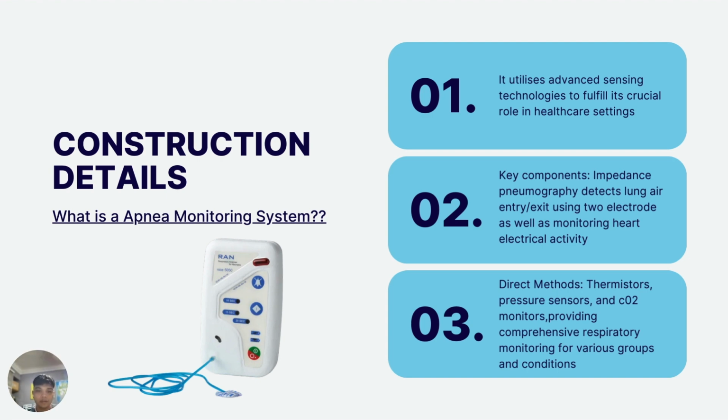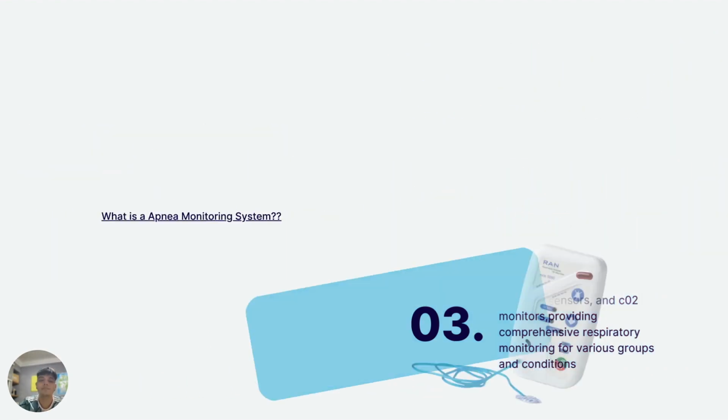In addition to impedance tomography, various direct methods of respiration detection are employed. Thermistors positioned near the nose or mouth detect temperature fluctuations as air is either inhaled or exhaled. Proximal airway pressure sensors and carbon dioxide sensors provide further avenues for respiratory monitoring. For instance, infrared CO2 sensors gauge the partial pressure of CO2 in exhaled gases. This comprehensive integration of diverse sensing methods ensures broad coverage suitable for different patient demographics and respiratory conditions.